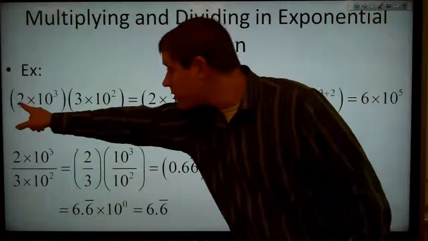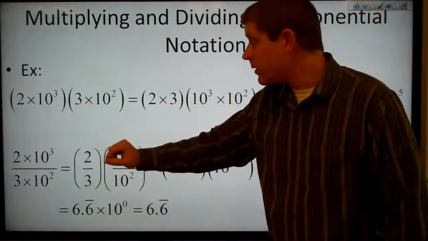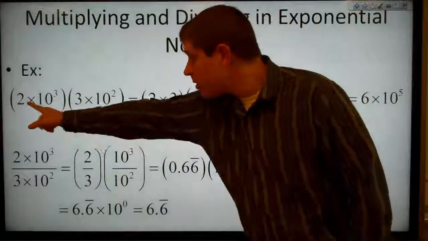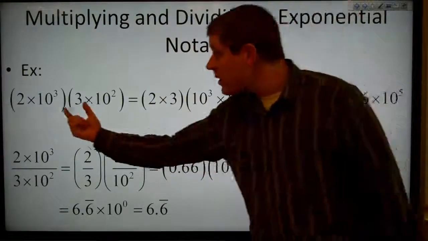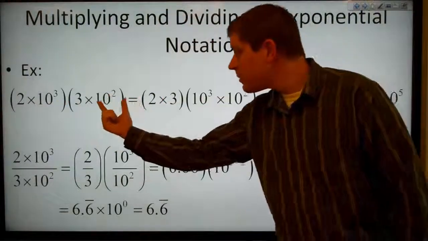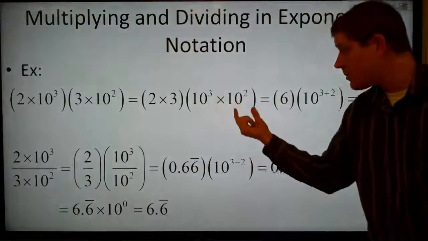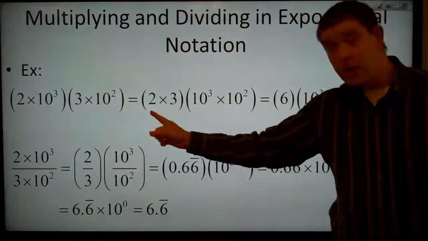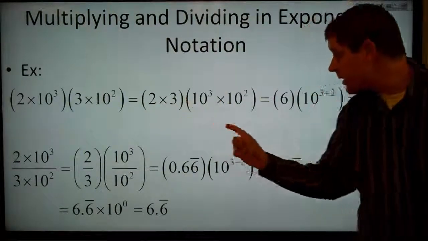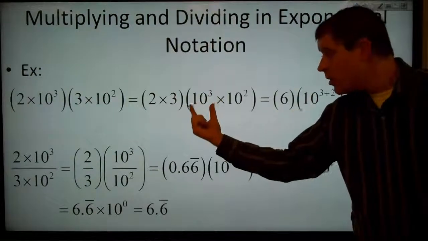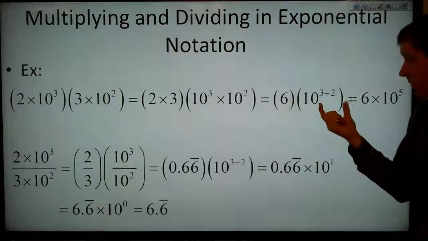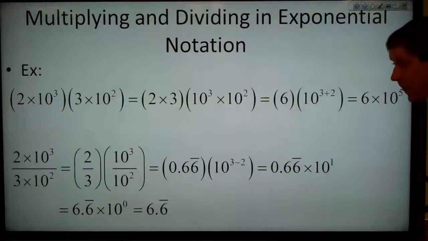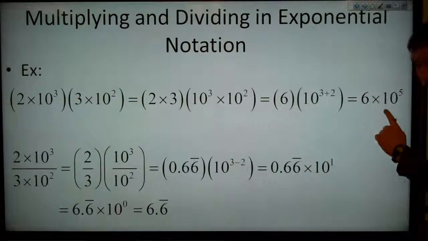So the coefficients are 2 and 3. They're being multiplied here, so 2 times 3 becomes the coefficient portion. And then the exponential portion is 10 to the 3 times 10 to the 2. Well, you should, in your head, be able to do 2 times 3 is equal to 6. And 10 to the 3 times 10 to the 2, that's 10 to the 5, because that's 10 to the 3 plus 2. And so now we have 6 times 10 to the 5.